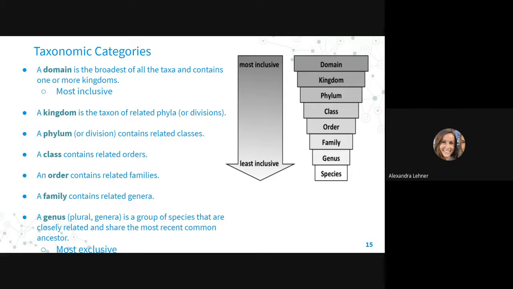First, we have the domain. It's the broadest of all the taxa and contains one or more kingdoms. So it's the most inclusive. Then we have the kingdom. It is the taxon related to the phyla or the divisions. A phylum or division contains related classes. A class contains related orders. An order contains related families. A family contains related genera. A genus, plural genera, is a group of species that are closely related and share the most recent common ancestor. So this is the most exclusive.